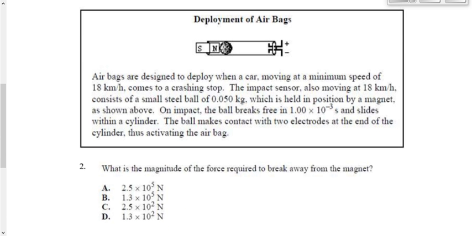All right, number 2 says airbags are designed to deploy when a car moving at a minimum speed of 18 kilometers per hour. We're going to circle that.